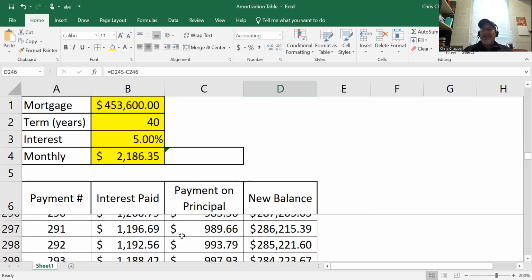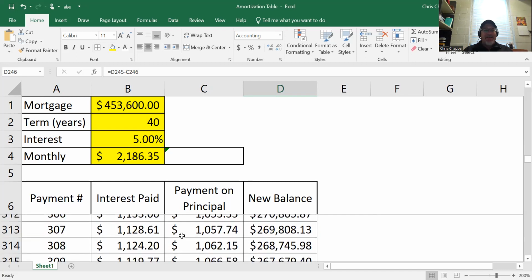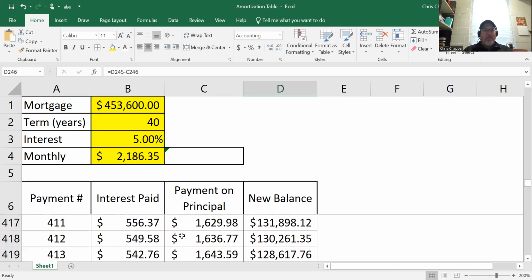And as you get towards the end of the mortgage, let's go into year 39. So 40 years would be 480 payments. So let's back that up by 12. So 468. Let's go to the 39th year, 468. You notice the interest is now getting much smaller. The payment on the principal is much larger, and the balance is dropping in chunks now.